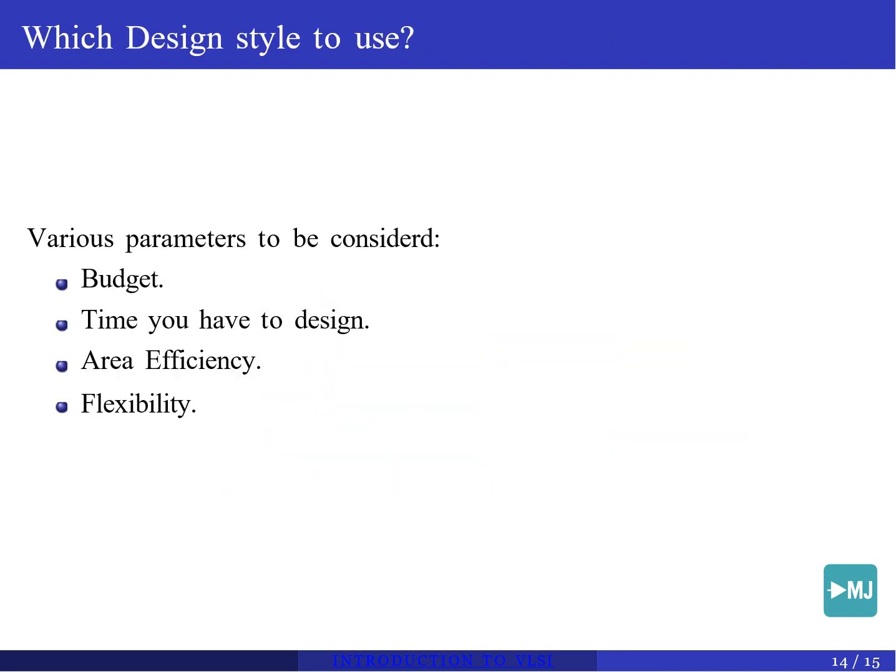So with these three options, which one do you choose? It depends on project needs. You have to consider several things. Your budget: full custom is the most expensive and FPGA is the cheapest to start with. The time you have: FPGAs are fastest, full custom is the slowest. Area efficiency: full custom designs can be made the smallest and most compact, while FPGAs are the largest. And flexibility, which means how much control you need over the final performance.